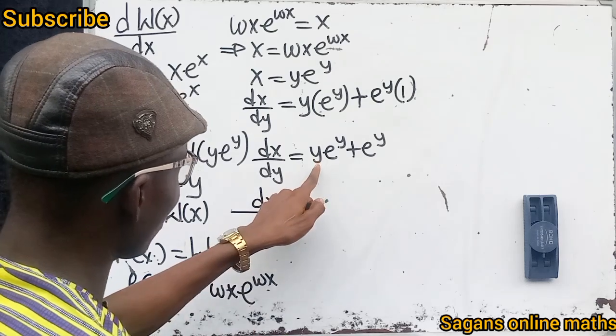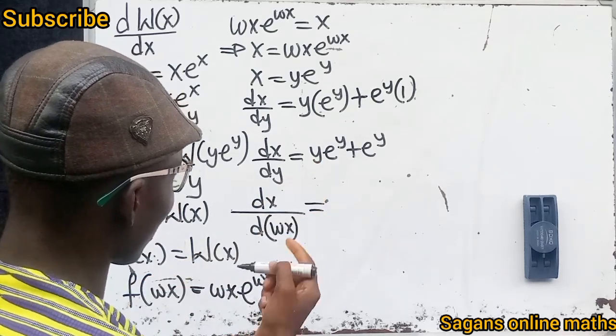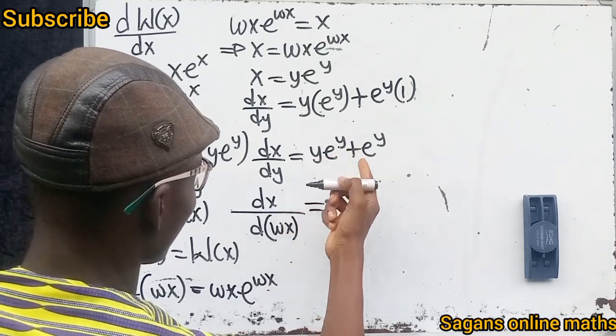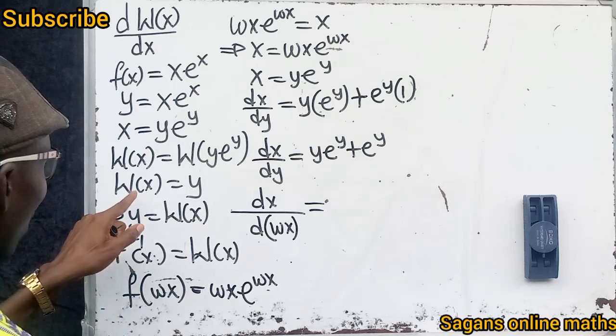Now, look at this. What are we going to do? We can factorize something out, right? What is common? Look at you're having y multiplied by e to the power of y, plus this. There's something we are going to do. Now, y is what? Look at y. y is the W function of x.